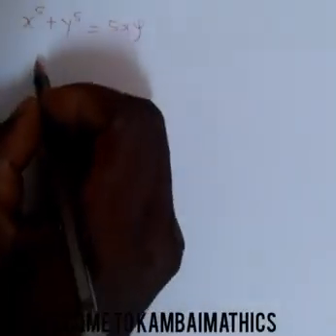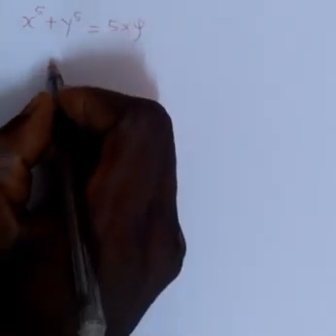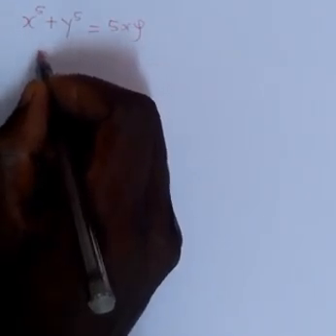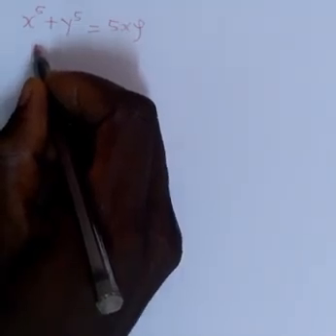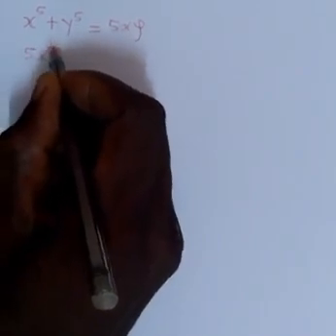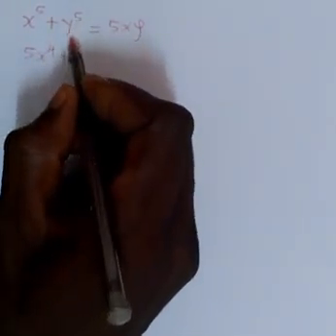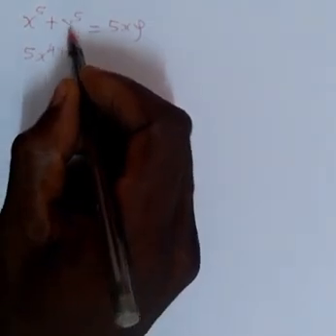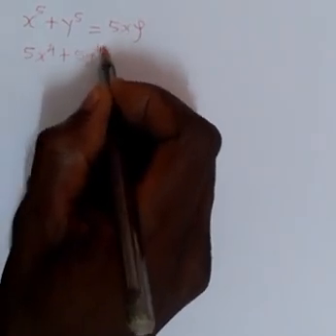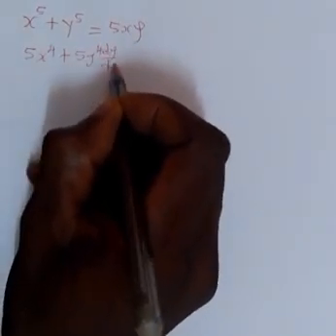Okay, let's find the derivative of this. It's an implicit function. To find this one, we'll solve it implicitly. So this first one is going to be 5x raised to the power of 4 plus this one, since it is a dependent variable, then this will be 5y raised to the power of 4 dy over dx.